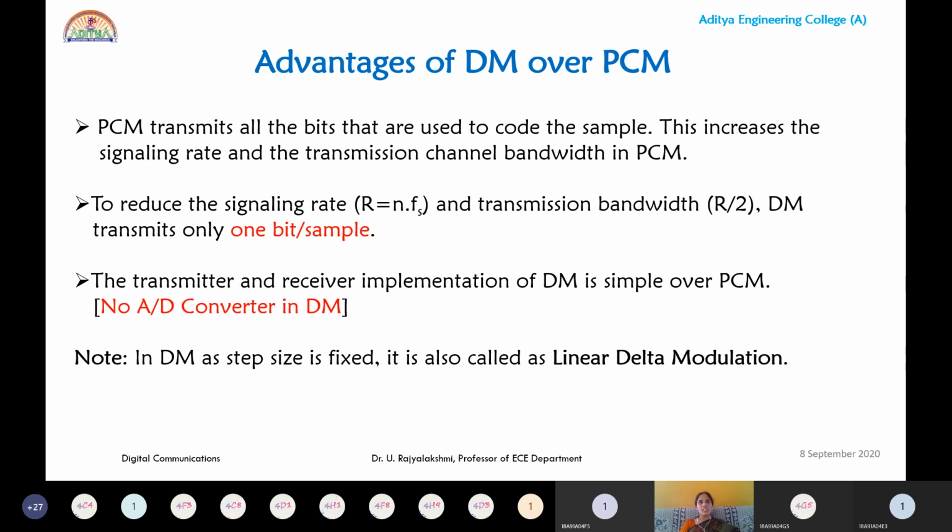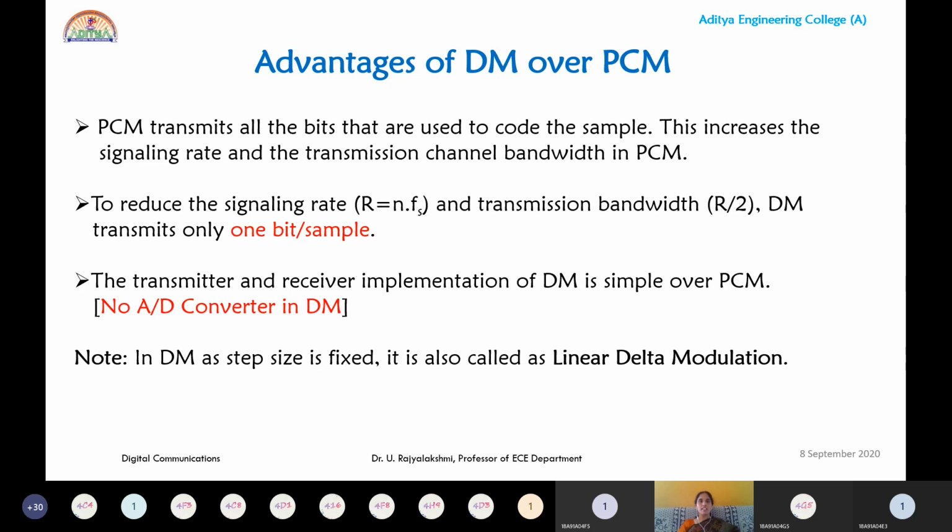So what is the main drawback of PCM? PCM transmits all the redundant bits, or you can say all the number of bits present in each and every sample. To overcome that problem, delta modulation transmits only 1 bit per sample. Instead of the traditional quantizer and encoding section, delta modulation makes use of a 1 bit quantizer, which transmits only 1 bit per sample. And the output of the 1 bit quantizer is a staircase waveform.